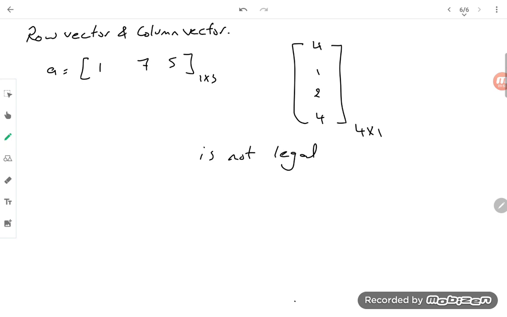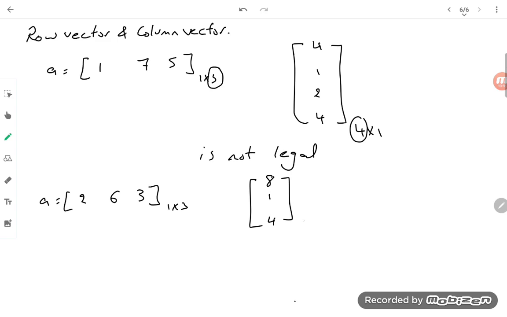As in order to be able to multiply two vectors together, this number should be equivalent to this number, which means that if the row vector is 1 multiplied by 3, so the column vector should be 3 multiplied by 1. If it's 1 multiplied by 2, the column vector should be 2 multiplied by 1, etc. So another example, A equals 2, 6, and 3, which is 1 multiplied by 3, and the column vector is 8, 1, and 4, which is 3 multiplied by 1 as well. So now we can multiply both of them together.